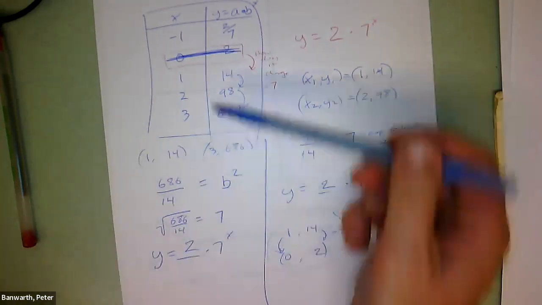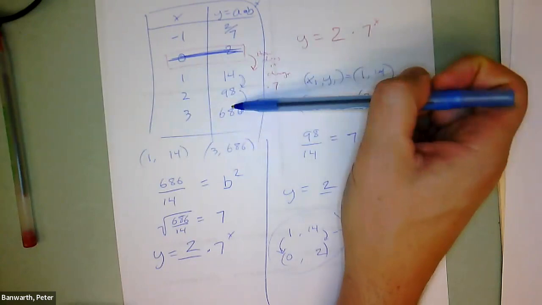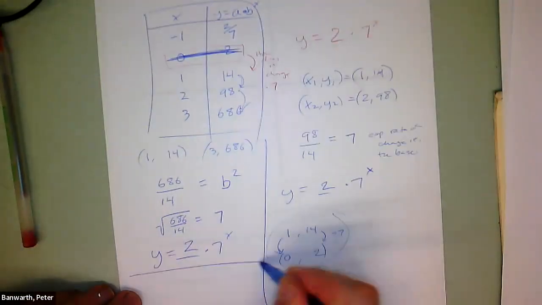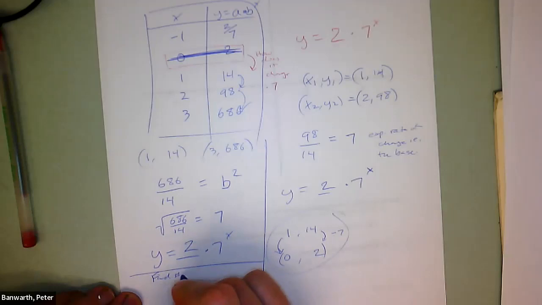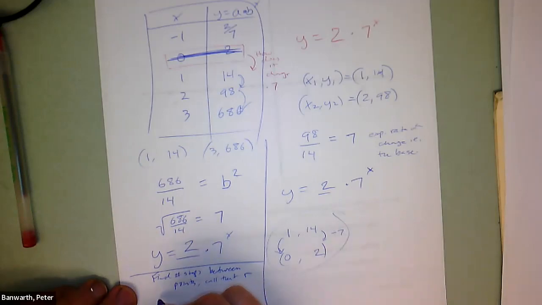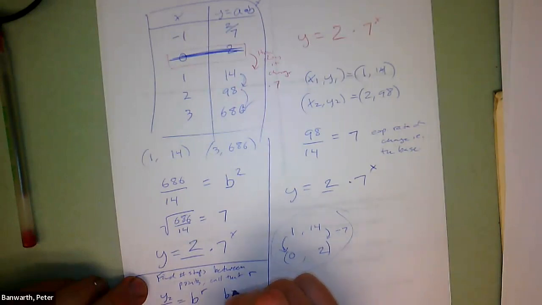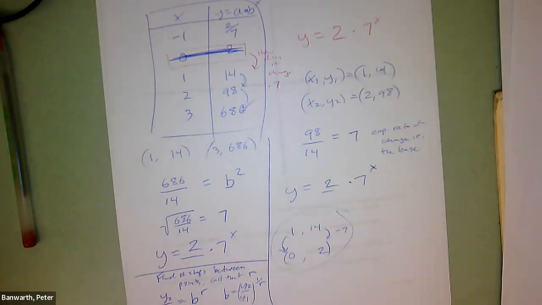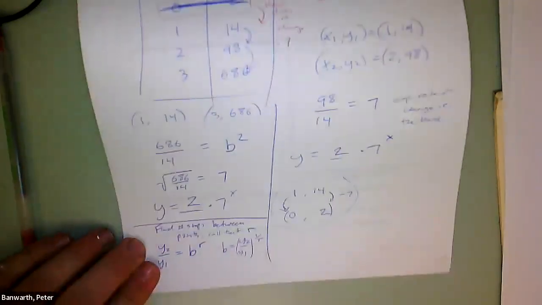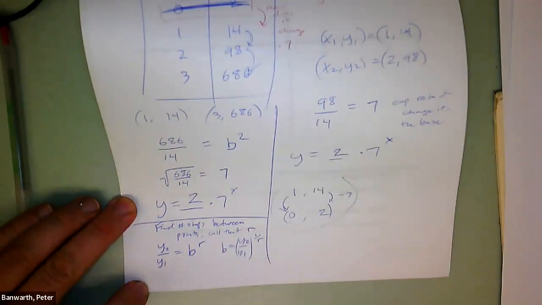So remember, if your coordinate points aren't right next to each other, you just find the number of steps between points, call that, I don't know, r, and then you have y2 over y1 equals b to the r. So b is y2 over y1 in the rth root, or raised to 1 over r. And that's how you find an exponential function from some data.